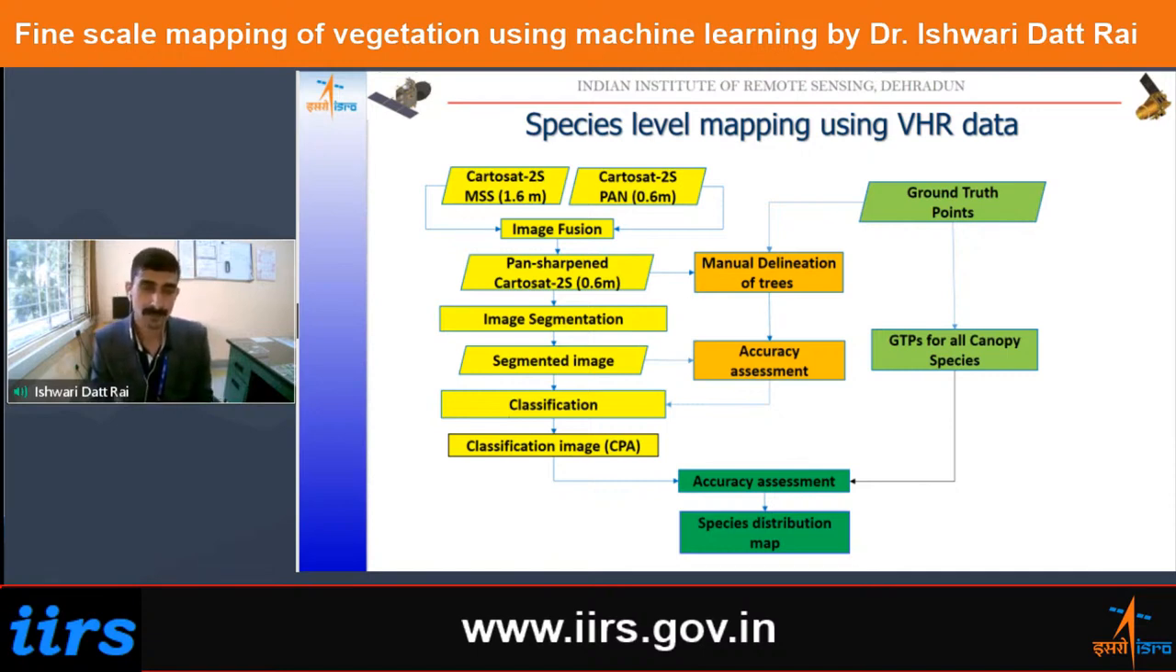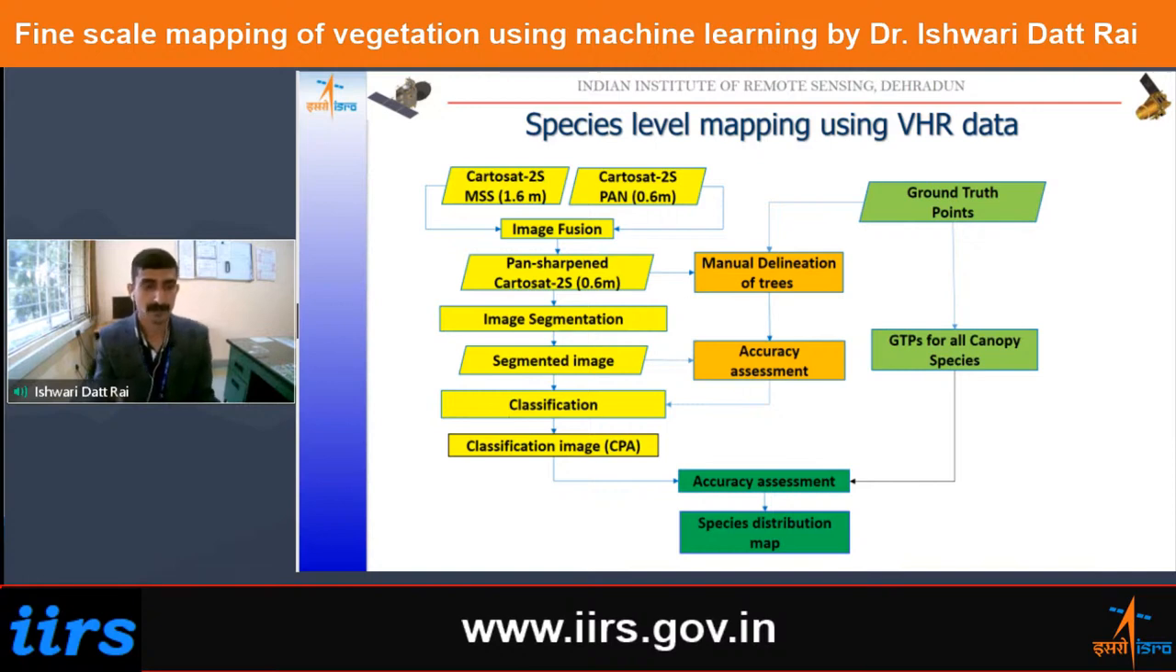So for example, if a tree has a canopy of 20 meter area, and you are using sub-meter spatial resolution data, there will be so many pixels for a single tree. So in that case, if we are using image segmentation or object based classification, the entire tree will be treated as a single object. So in that case, the object based classification is more useful as compared to the pixel based classification.